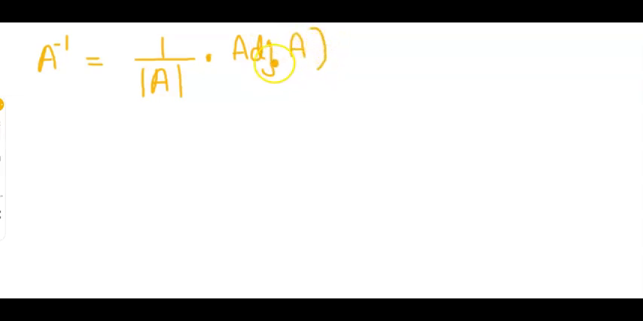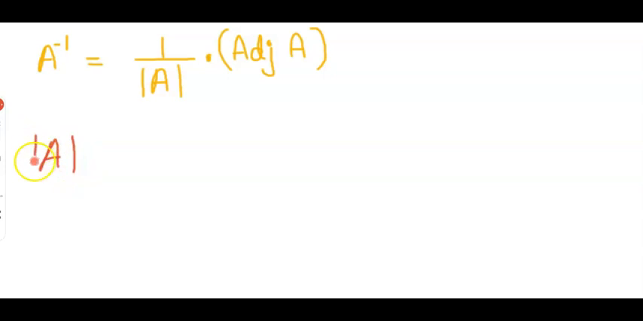Now the A inverse has a formula. The formula is 1 over the determinant of A, multiplied by the adjoint of A. You know what the determinant is, but what is the adjoint? So let's find the determinant first.